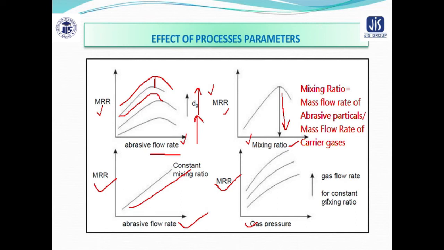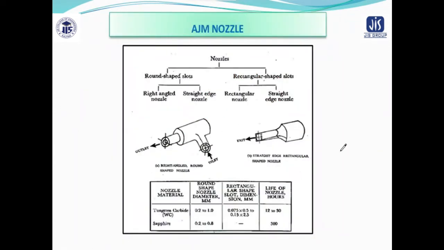Now in the next slide we are going to discuss the AJM nozzle. As I have already told you, the AJM nozzle is basically made up of tungsten carbide or sapphire, which has a usual life of 300 hours for sapphire, and for tungsten carbide a lifetime of 20 to 30 hours, which has resistance to wear.